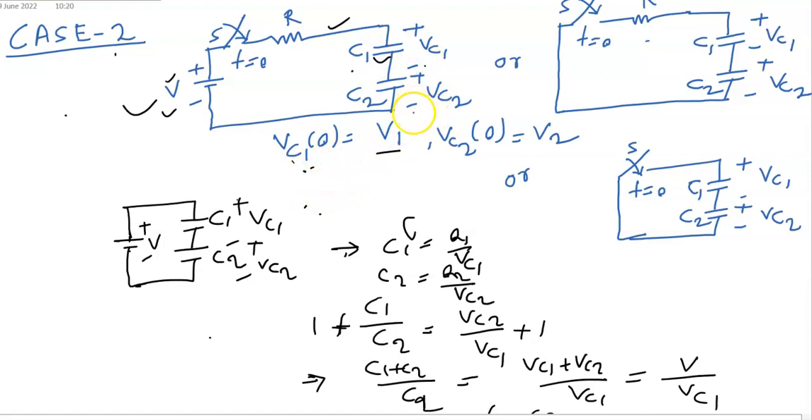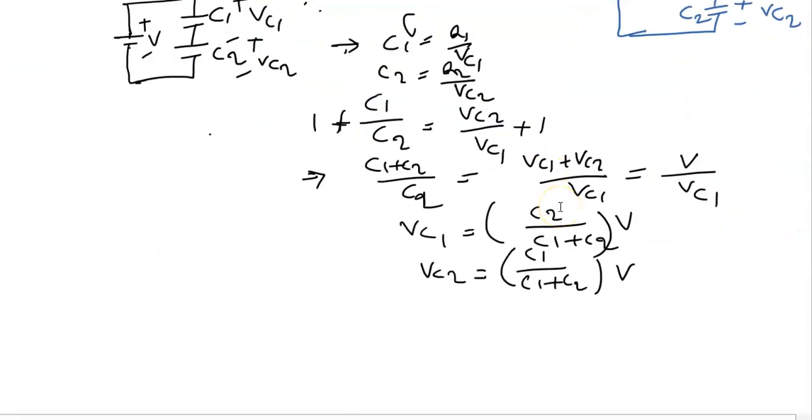Initial voltage across capacitor C2 is V2. Now after the switching, we have a change. Obviously that change will be across both, but the change in voltage may not be equal because the capacitor values are different. Let's say some change takes place, that is, the overall change in voltage is del V.